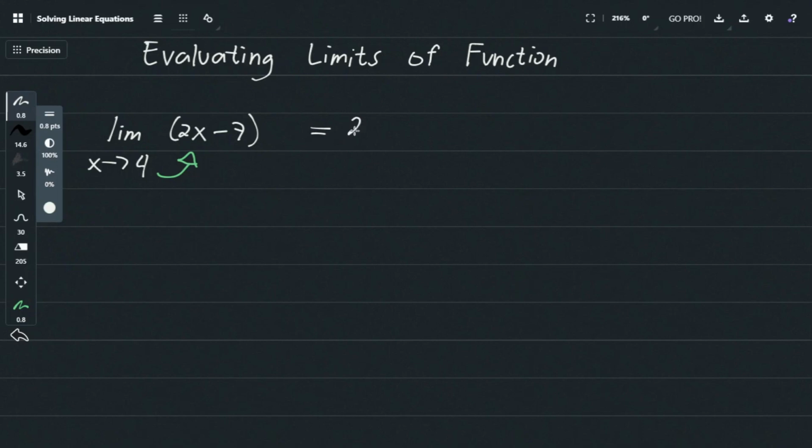So we have 2 multiplied by the value of x, which is 4, minus 7. Okay, so 2 multiplied by 4 is just equal to 8 minus 7. So we have 8 minus 7, which is just equal to 1. So the answer of the limit of 2x minus 7 as x approaches 4 is equal to 1.